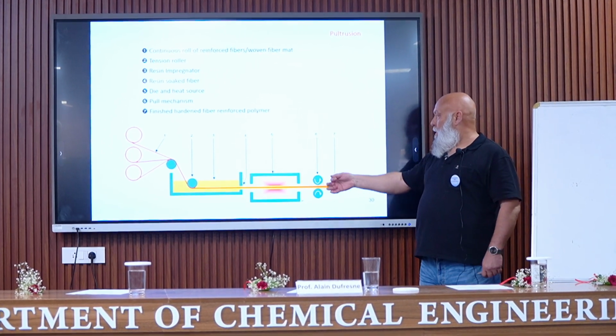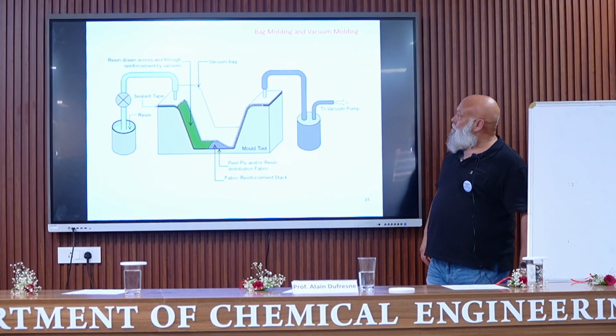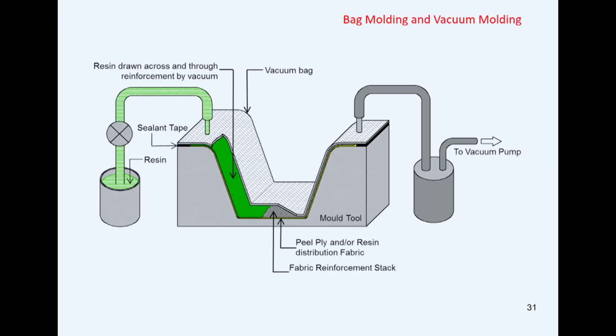So I think you mentioned this also, bag molding and vacuum molding. In this case, the reinforcement in the form of a mat is deposited on a mold, and a vacuum bag is used, so the vacuum is applied, and the resin is transferred in this mold to impregnate the mat. So 3D printing, you mentioned also, you have done everything, in fact.